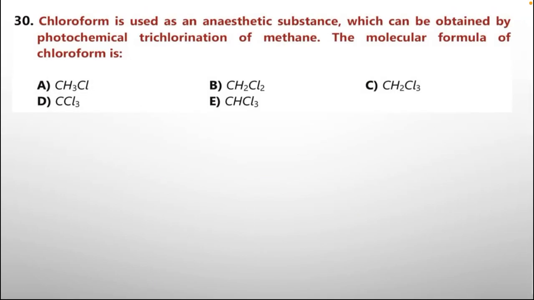Question number 30. Chloroform is used as an anesthetic substance which can be obtained by photochemical trichlorination of methane. The molecular formula of chloroform is written differently in the options from A to E. So option E, CHCl3, is the molecular formula of chloroform.